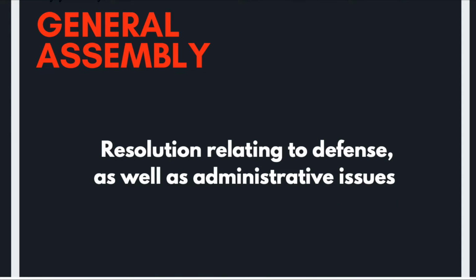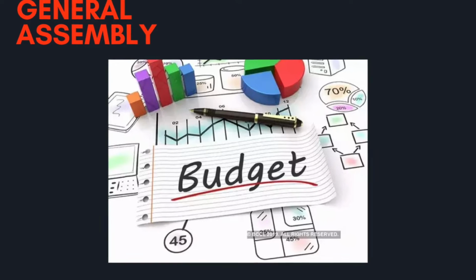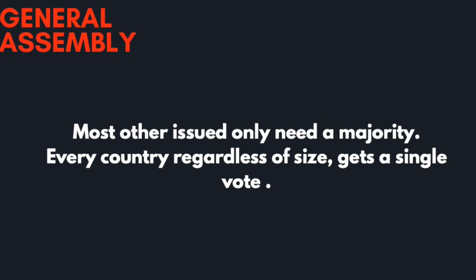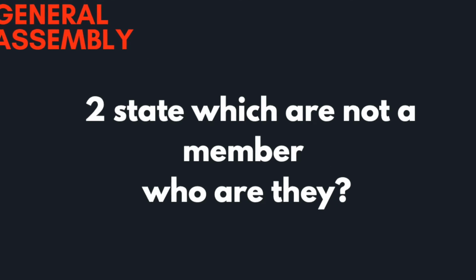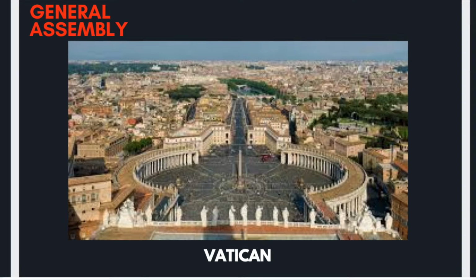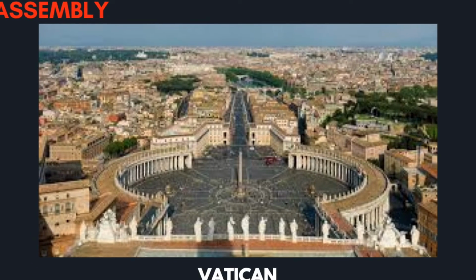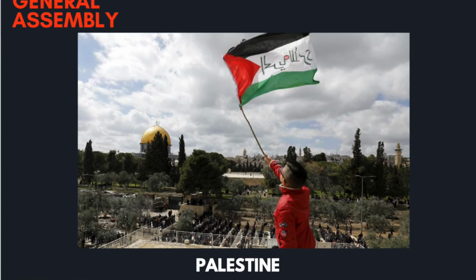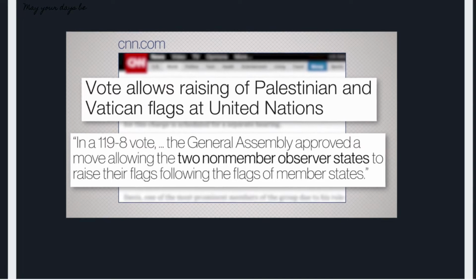General Assembly resolutions relating to defense, as well as administrative issues like new membership and budget, require a two-thirds vote. Most other issues only need a majority. Every country, regardless of size, gets a single vote. However, there are two states in the United Nations which are not actual members: the Vatican, whose government is called the Holy See, and Palestine. These are called permanent non-member observer states. While they cannot vote, they are allowed to take part in debates.